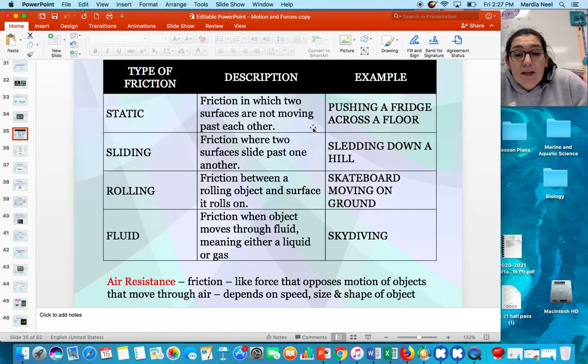Fluid friction is when you fall through a fluid. Note that in physical science and physics, we consider a fluid to be a liquid or a gas. So diving would be fluid friction because the person is diving into the pool. There's friction from the fluid. Skydiving is also fluid friction. The air is putting friction against the person skydiving. So an airplane experiences a headwind or friction coming from the front of the plane onto the plane.